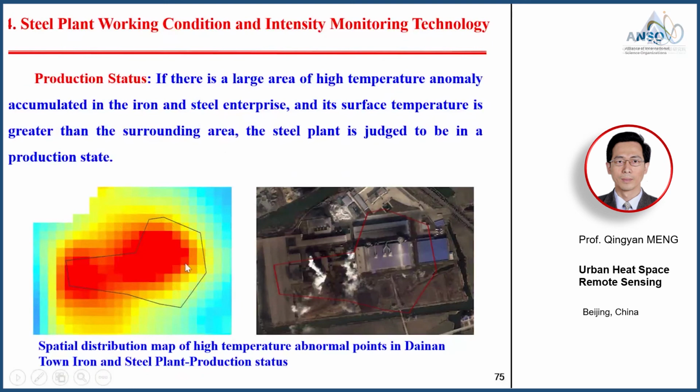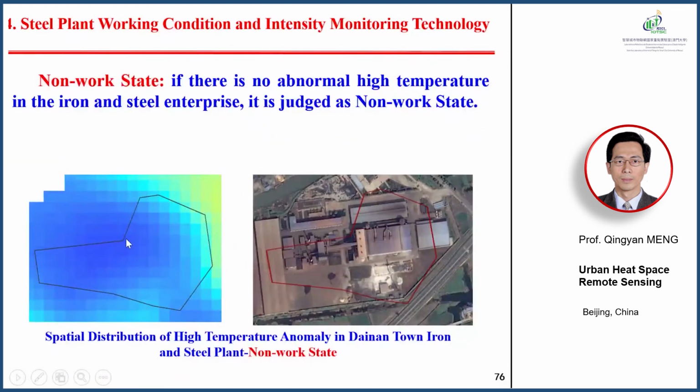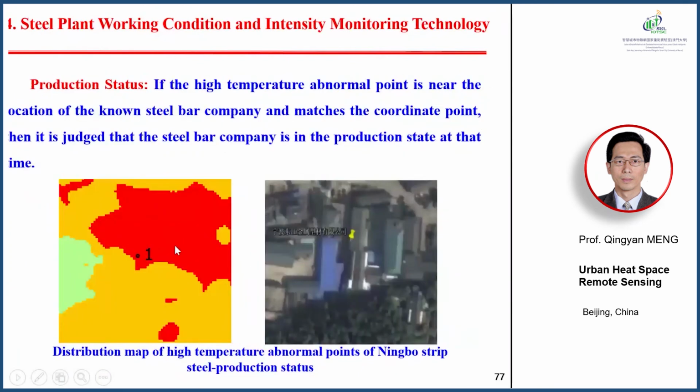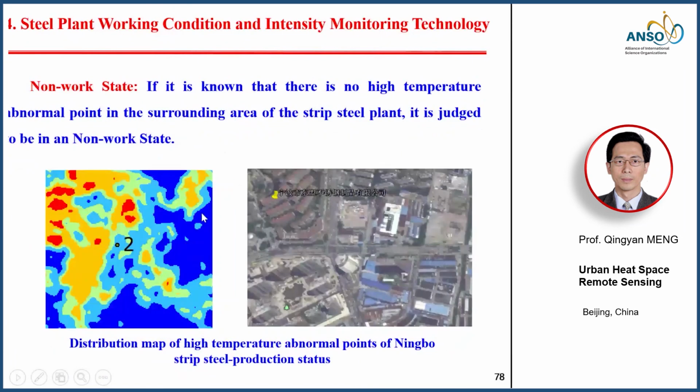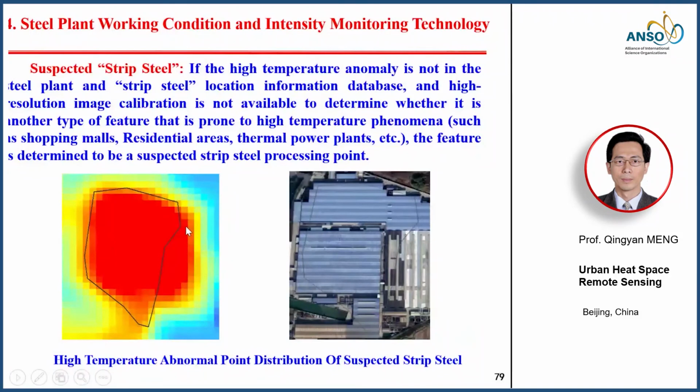There is a large area of high temperature anomaly in the iron and steel enterprise and it lasts a long time. And its surface temperature is greater than the surrounding area. And the steel plant is judged to be in production. And this is the non-working state. And this is also the production status and non-working state. And we can judge it. This is the suspected illegal factories. Okay, we get the high temperature and we check it's obviously a factory. But when we check if it's in the government list, if it's not, it's illegal.